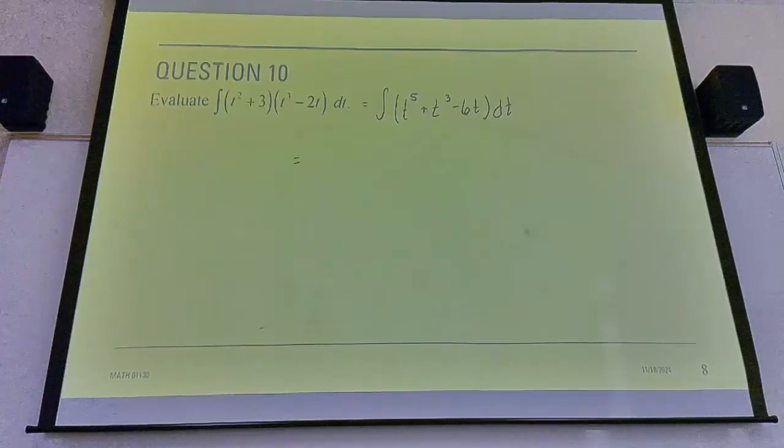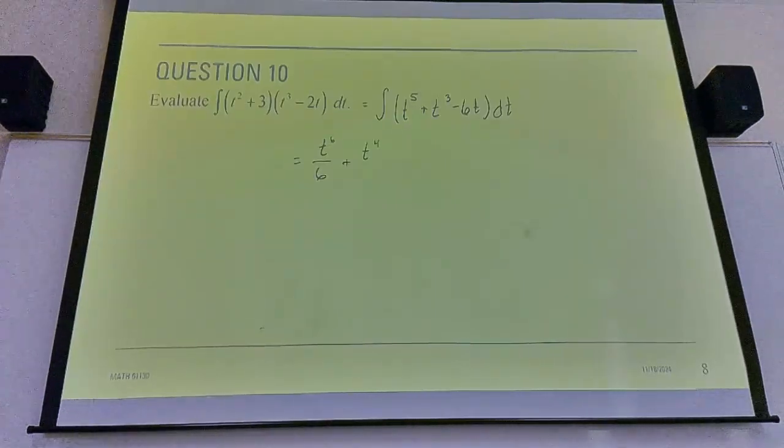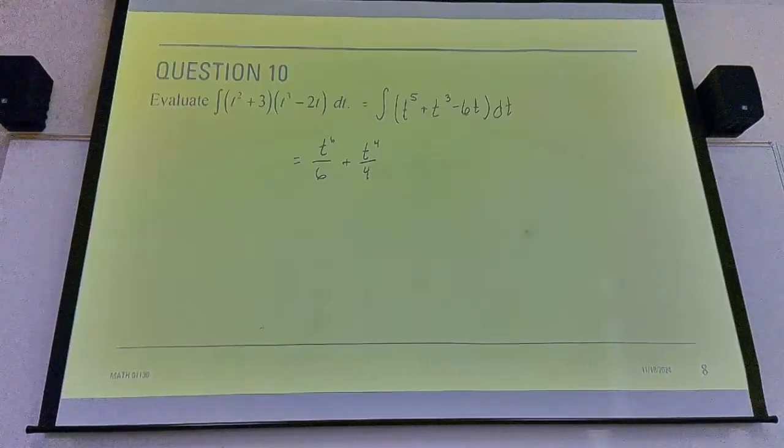What's that antiderivative? T to the 6 over 6 plus t to the 4 over 4 minus 3t squared, plus a constant. I don't like that. Common denominator? I want a common denominator.